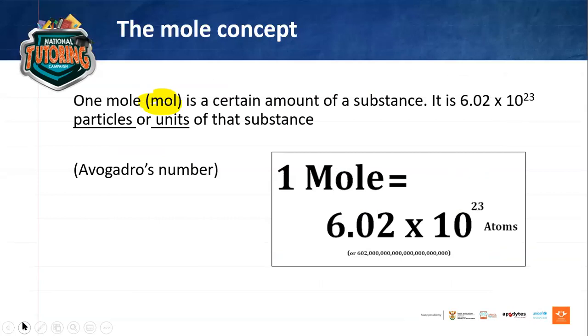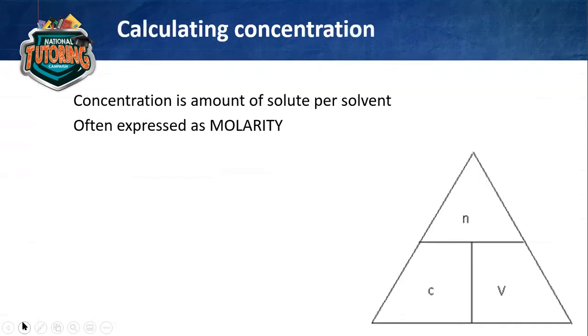So just to quickly summarize, we spoke about the mole concept, and we said 1 mole is 6,02 times 10 to the power of 23 particles of that thing. And that's called Avogadro's number. It's like having a dozen. A dozen means 12, but a mole in chemistry means 6,02 times 10 to the power of 23, which is a very, very big number, which makes sense because we're dealing with atoms and molecules.